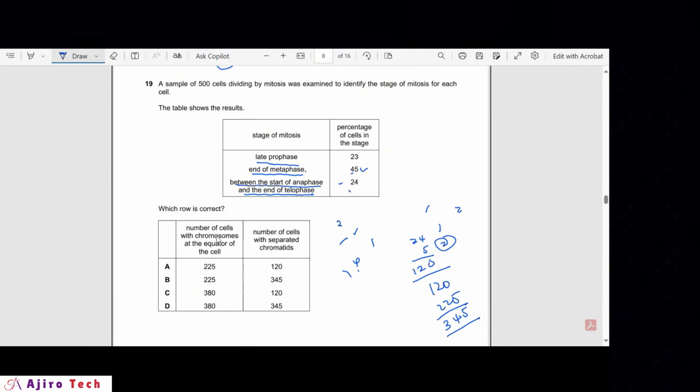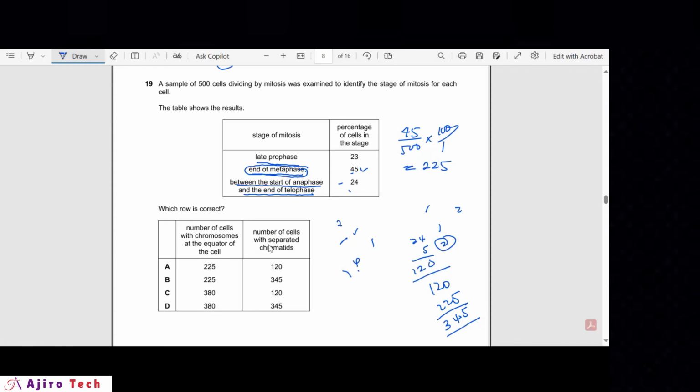The number of cells with chromosomes at the equator of the cell. Of course, that will be at metaphase, cells at the equator, metaphase. And that brings us to 45 over 500 times 100 over 1, which gives us 225.